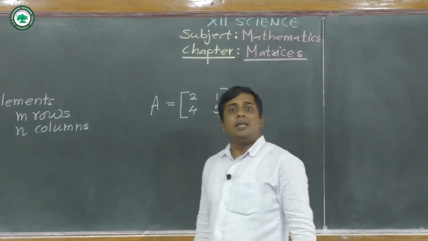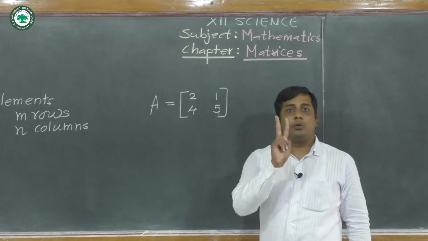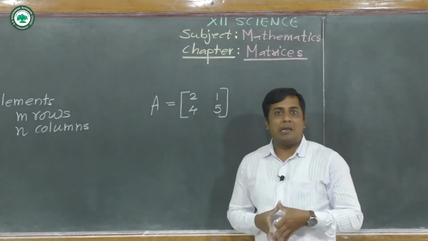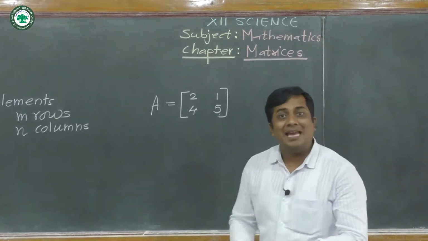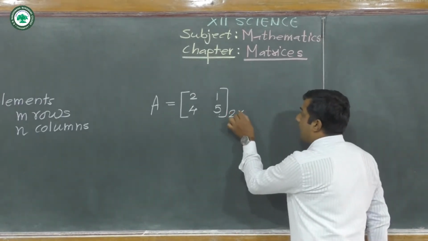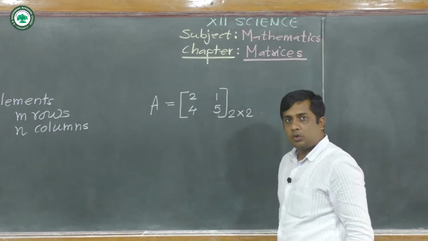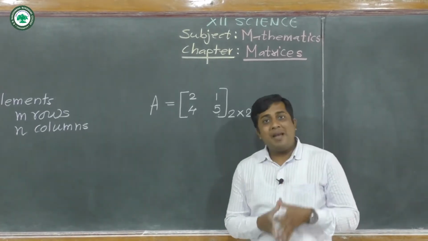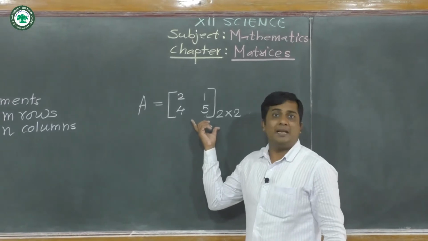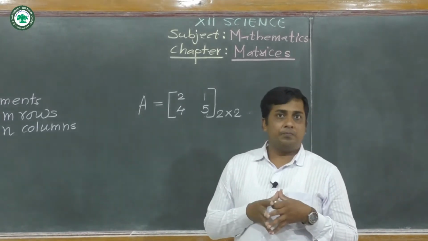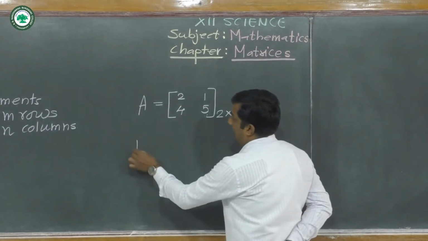So here in this matrix we consider 2 rows and 2 columns. So here the order for the given matrix is 2 by 2. So we arrange the elements of the matrix in this closed bracket. Okay, then we consider another one.